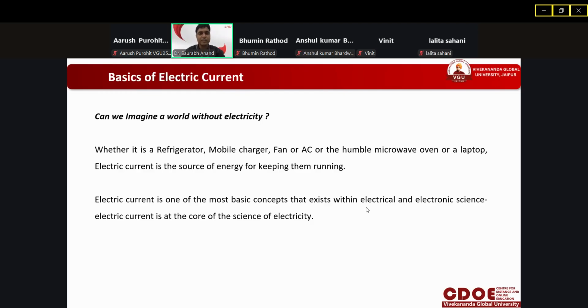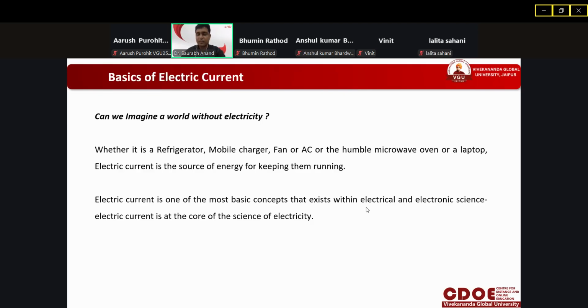Suppose we talk about the human body. We take food. Why do we take food? Because energy is required for a human to work. Similarly, electric current is the energy for appliances. It is an important concept, and without current they cannot work. So we will study what electric current basically is.